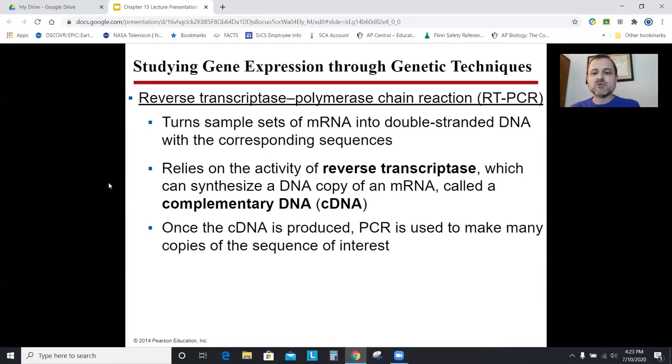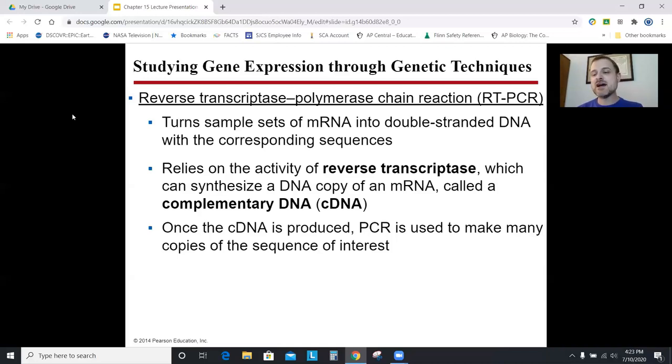So you make this thing called cDNA. The C stands for complementary. And what I can do, say I find the messenger RNAs, I got a bunch of them, I can turn those back into DNA using an enzyme called reverse transcriptase. It's a very cool enzyme. It's my favorite enzyme. We'll see it again in the next chapter. It does transcription backwards. It turns RNA back into DNA. It's called cDNA because it's complementary to the RNA sequence.